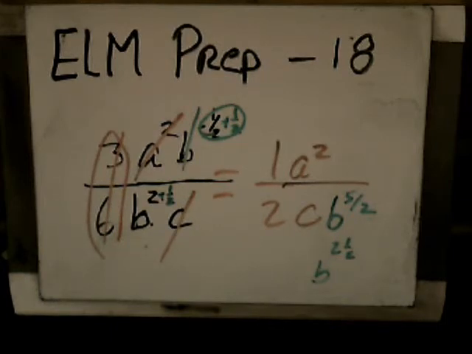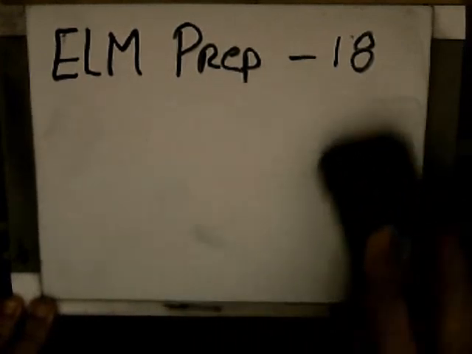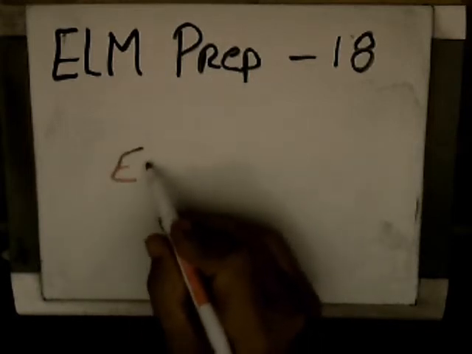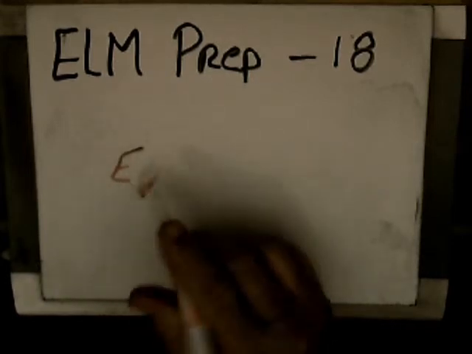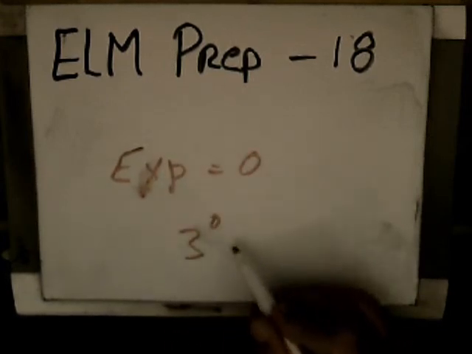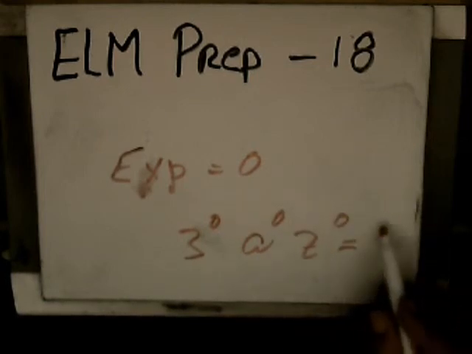But the idea here is I make the smaller ones equal to a 0 exponent, whatever I have to do, whether it's add or subtract. So I want my exponent to equal 0. 3 to the 0, a to the 0, z to the 0, doesn't matter. They all equal 1.